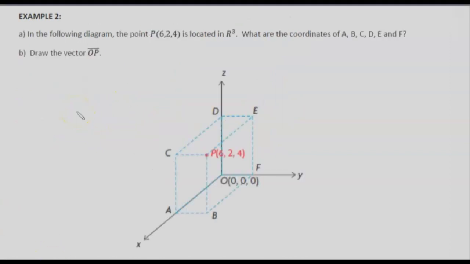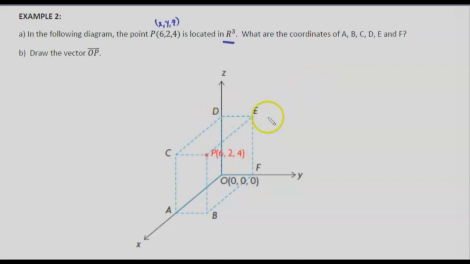So example 2. In the following diagram, the point (6, 2, 4) is located in R cubed. Okay, so what does this mean? R cubed, this is 3D. We see X, Y, and Z. We see 3 axes. 6 is in the X direction, 2 is in the Y direction, and 4 is in the Z direction. What are the coordinates of A, B, C, D, E, F?